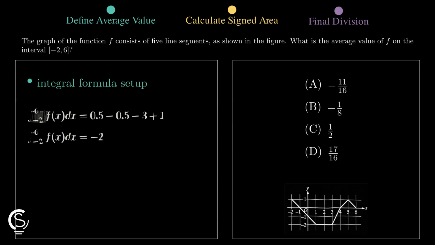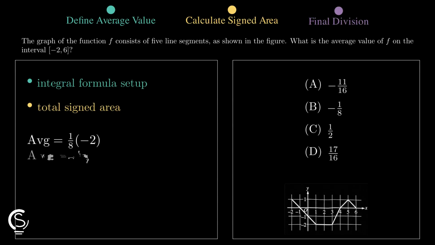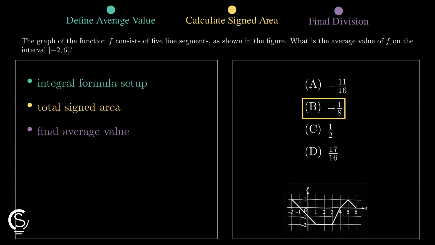Finally, divide the total integral by the interval length of 8. This gives us the average value of the function over the specified interval. You got this, let's go!